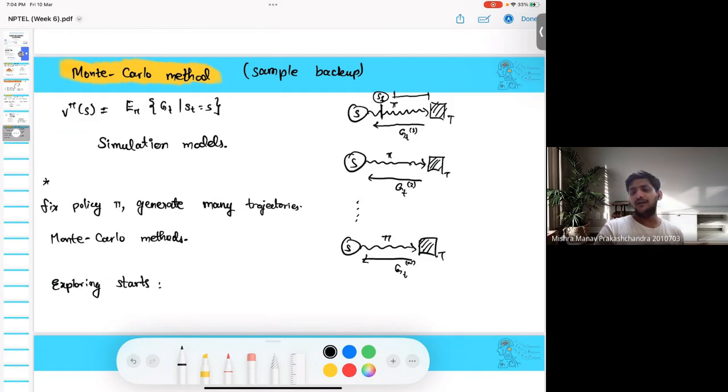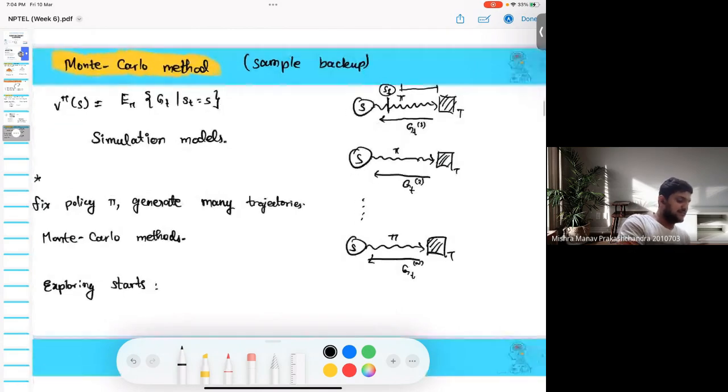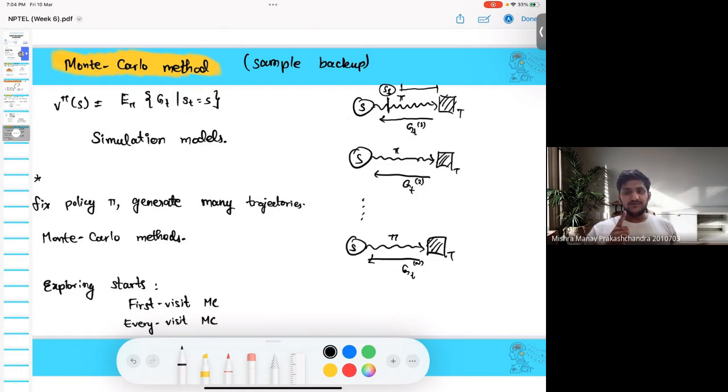And in Monte Carlo, the update that you're doing can be done in two ways. One method is known as first visit Monte Carlo, and the other method is known as every visit Monte Carlo. In first visit, you only take into account the first occurrence of the state, and any subsequent occurrence of the state you do not care about. All the updates you make are based only on the first visit to that particular state. Similarly, in every visit, you take into account all different occurrences of the state.